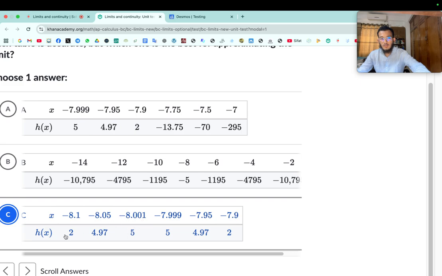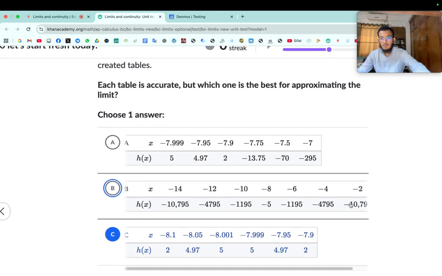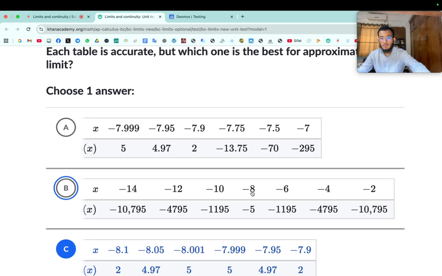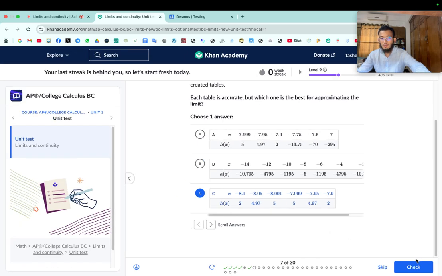It's approaching, as you can see that for values close to negative 8, it's approaching, and it helps us to find the limit. But here the values are further apart because you're taking values too far from negative 8, both from the right side and the left side. So that's why C is the answer.